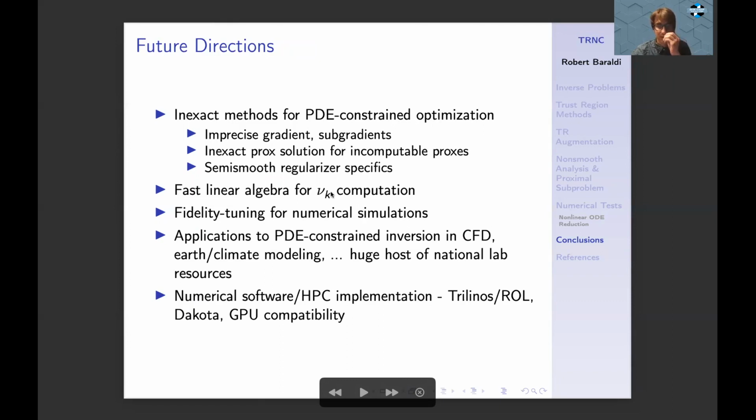Also, something I buried is that you have to produce this new k, which is based on the Lipschitz constant, which you might have to take an eigenvalue decomposition to ascertain. And again, maybe look at some fidelity tuning for numerical simulations, or apply it to PDE-constrained inversion and CFD or Earth and climate modeling, and the huge host of stuff I'll be doing at the National Lab. And obviously implementation into HPC, like Trilinos, or a role at Sandia.